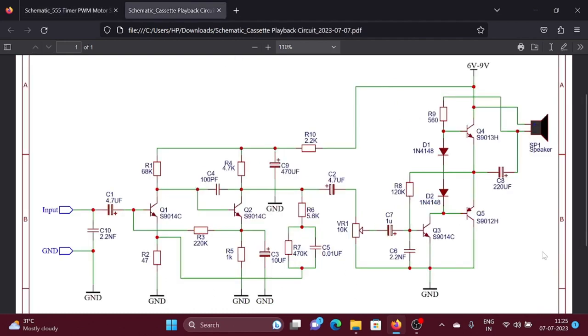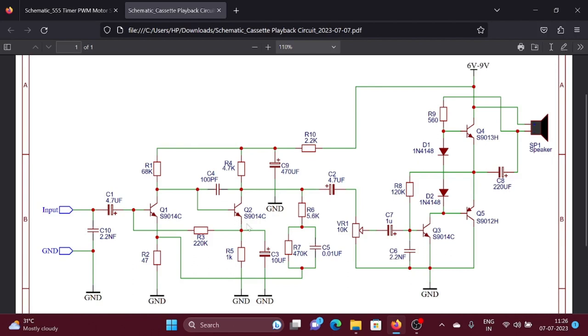This is the amplifier section. It looks very confusing. To understand the working of the amplifier, I am dividing the circuit into two sections. One is the playback preamplifier and another is the power amplifier section. So basically, the playback preamplifier section consists of two transistors, Q1 and Q2. S9014C, it is an NPN transistor that is used in making audio amplifiers. And basically, R3 resistor forms a voltage to current feedback. And it is connected between the base of the first transistor and emitter of the second transistor.